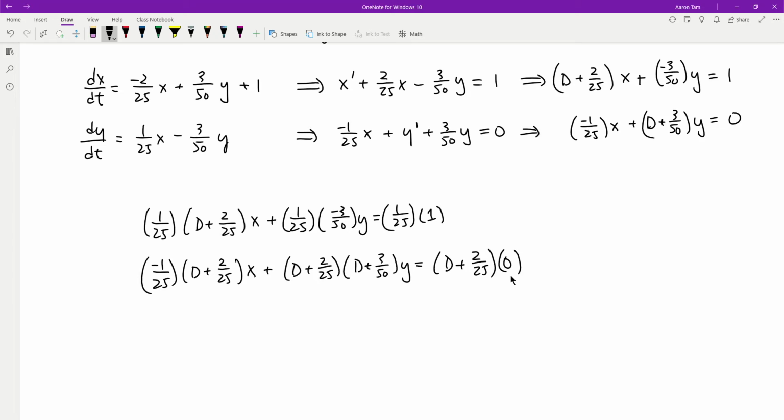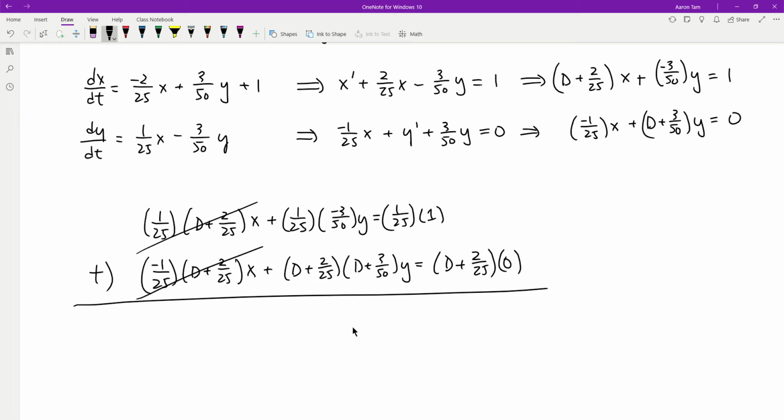Okay, so now I'm going to add these two equations first. Therefore these two things would completely cancel out. So now I can actually deal with this part right here. So therefore what I have will be (D plus 2/25) times (D plus 3/50) y plus 1/25 times negative 3/50 y equals 1/25.